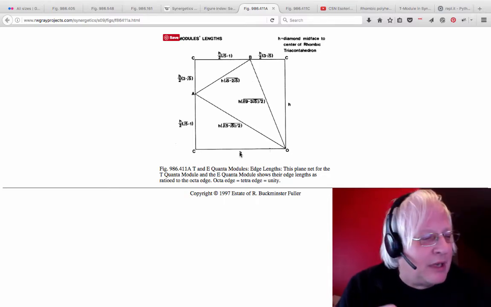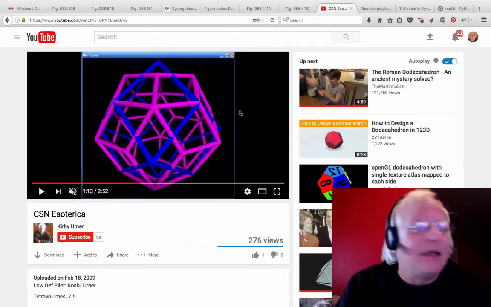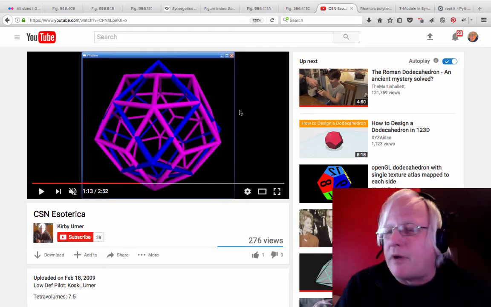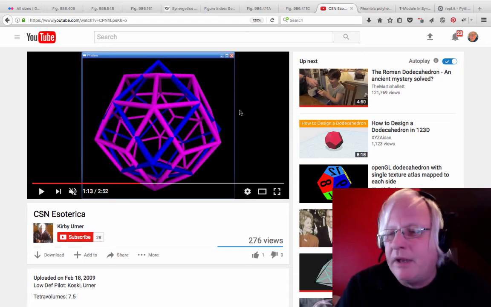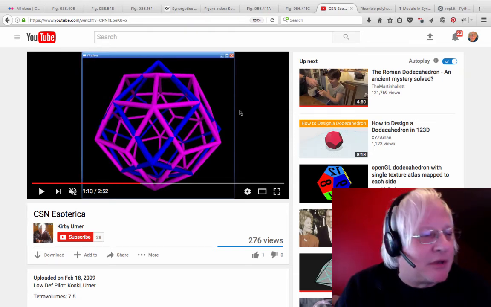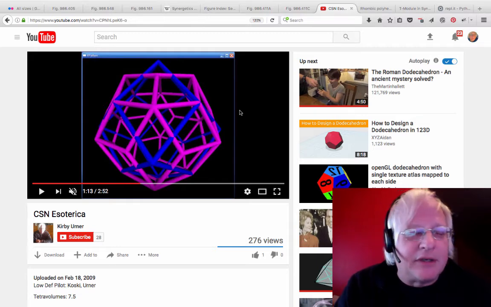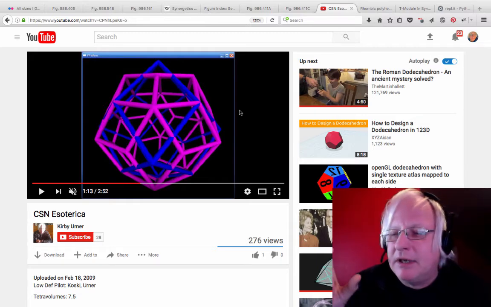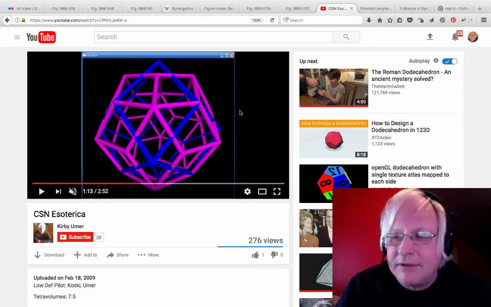Now, remember, when you scale something up, like we want to go from volume 5 to 7.5, that's going up by 3 halves in volume. But that means we only have to go up as a third root of that in terms of linear distance. So if the radius was h, now it's going to be h times the third root of 3 halves.